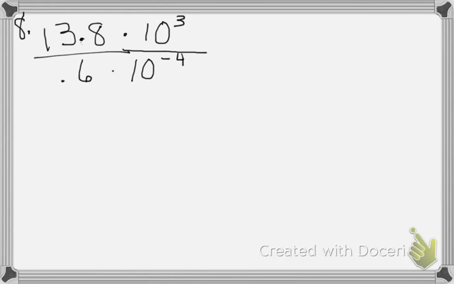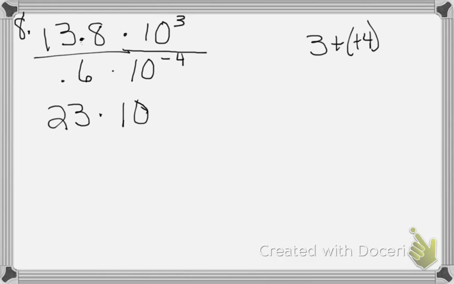Number 8. 13.8 divided by 0.6 is 23 times 10 to the, now this is the base of 10, so when we divide we subtract, so that's 3 minus a negative 4, which turns into plus a positive 4, so that's 10 to the 7th. Now 23 is not in standard form.